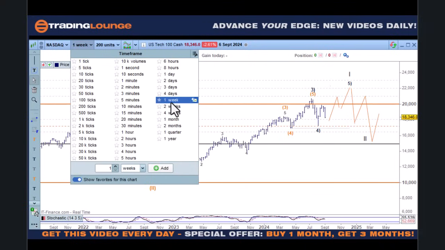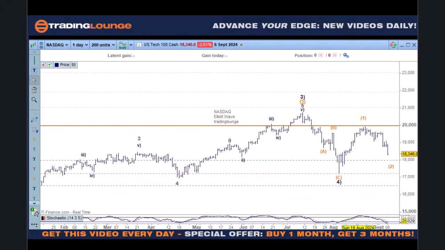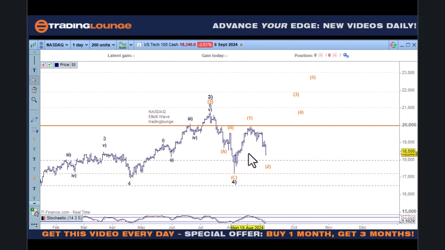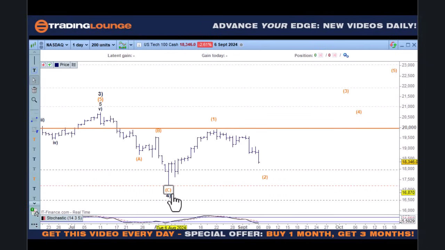So from a weekly into daily, this is how we're looking at it here. I don't have the best looking 5 waves up here. You can see 1 and 2 here, but we could also use that as an A and a B wave up here and a C wave up here.